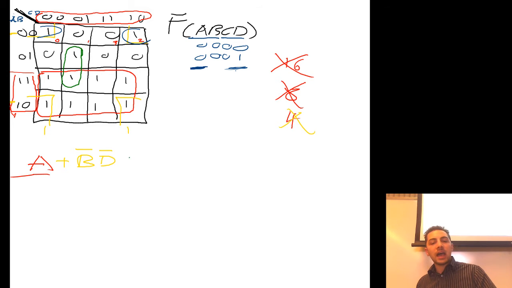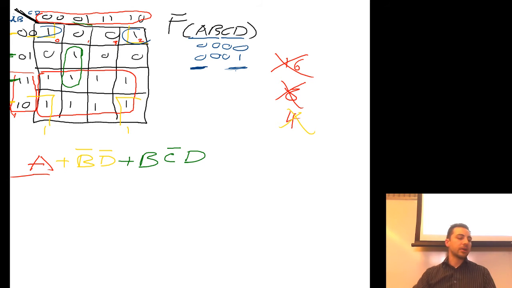So to find that, let's look at it. What do we have in common across the 2 rows? B. And across the single column here, what's in common across that column? Well, the whole thing. So what is this column 0, 1 equate to in terms of literals? C bar D. Yeah, that's it. I like that one. I thought that was a nice fun one.